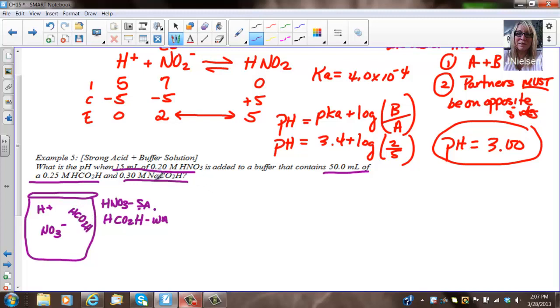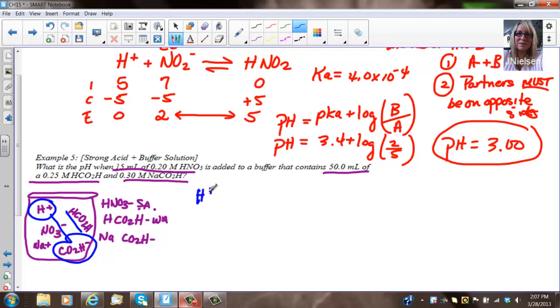And I have sodium formate, NaCO2H, which is the salt of a weak base. What's going to happen is this is going to dissociate in solution, and more than likely this is going to combine with this, and it's going to make that.